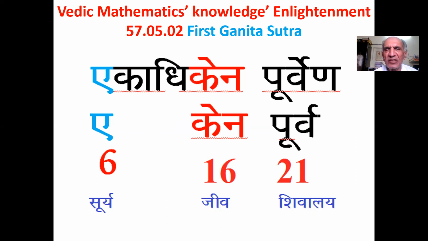Then this formulation also has the sub-formulation Kane. In fact, it is the central focus of this formulation Ekadhikena, and the formulation Kane is of TC value 16, and the composition of this setup of this formulation is of 7 plus 9, parallel with the 9 letters of Ekadhikena and 7 letters of Purven.